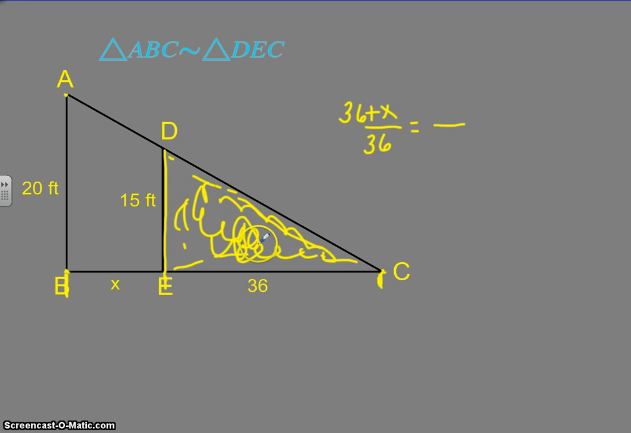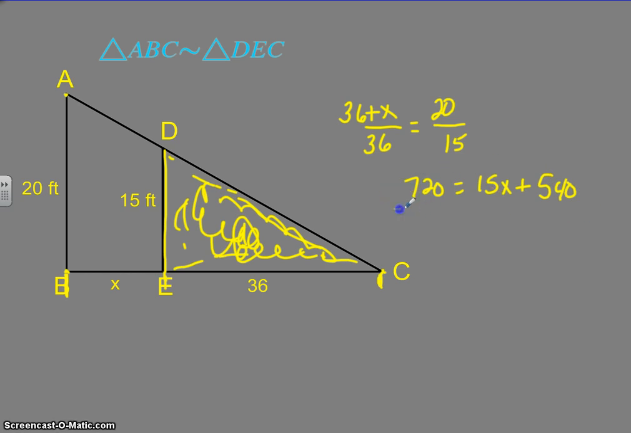Now go back to the big. We started with the big triangle first. Well, what is the length that we have? The only other length we have is 20. And that corresponds to what in the small triangle, which is 15. So I'm going to cross multiply. I get 720 equals 15x plus, let's see what that is, 540.